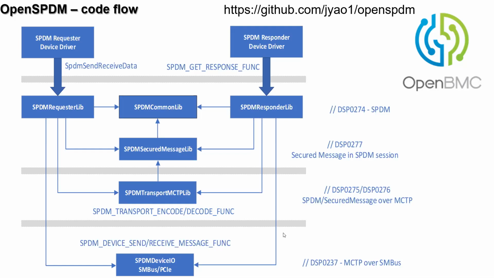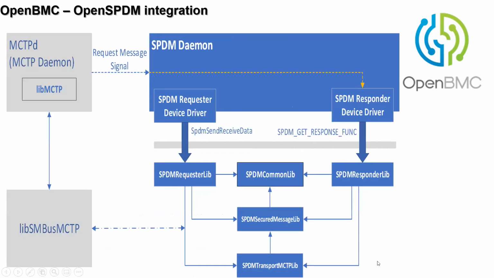If we look at how we are going to integrate with OpenBMC, we already have an existing MCTP daemon and libsmbus MCTP. We are implementing an SPDM daemon, which will be waiting for the signal from the MCTP daemon for SPDM messages, and from there we'll make calls by registering the SPDM get response function in the responder library. This will be for a request. For sending any request from the SPDM daemon to other devices, we'll be utilizing the requester library, and the SPDM daemon will be registering a call for that, again using the libsmbus MCTP calls for making the physical layer calls.